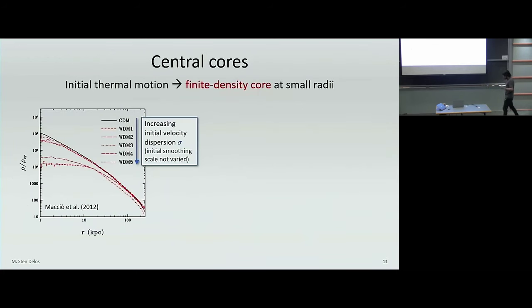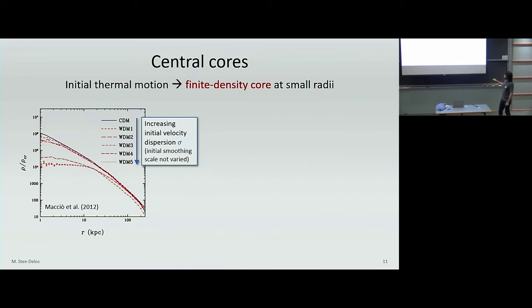So there's one more feature of prompt cusps, but actually not just prompt cusps, any cusp, that I wanted to point out. I'm saying that the initial density field is smoothed by thermal motion of the dark matter, but that thermal motion should also affect the internal structure, and it affects it in this way. It leads to finite density cores at the center of any cusp. And here's a picture of what that looks like.